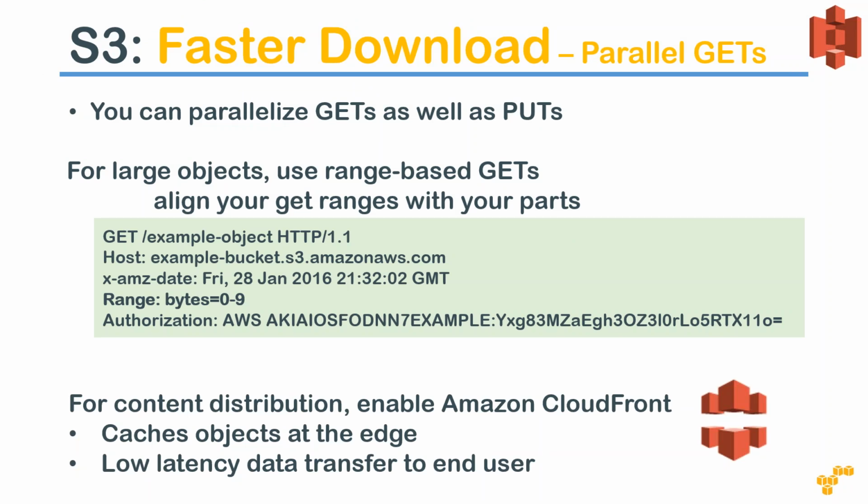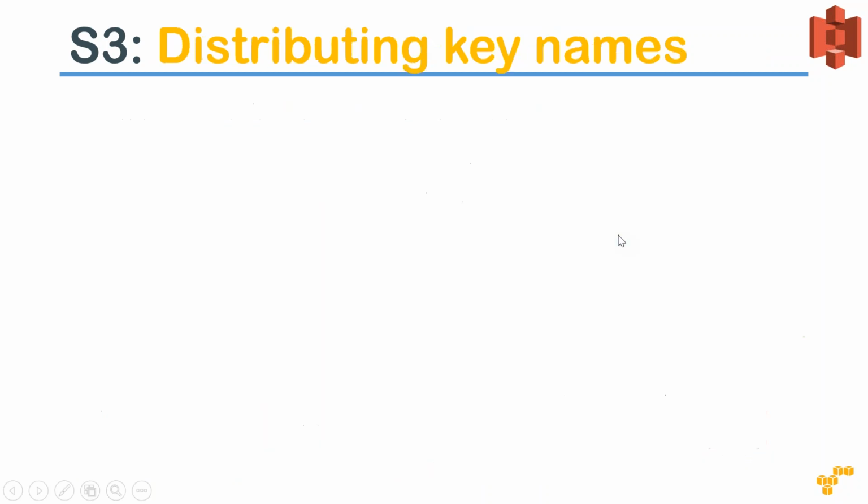If that is also not possible, and you don't want to optimize your code for doing all these things, then you do content distribution by using Amazon CloudFront. We will see a demo later today of how to use Amazon CloudFront. It caches the object at the edge, and you have a lower latency data transfer to the end user. So that is another option.